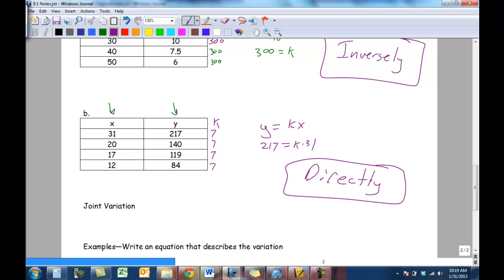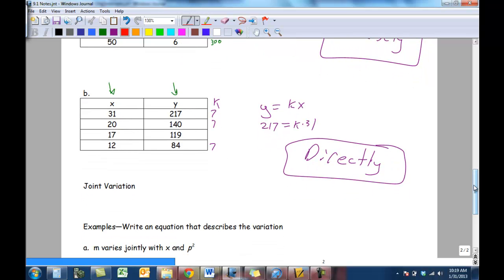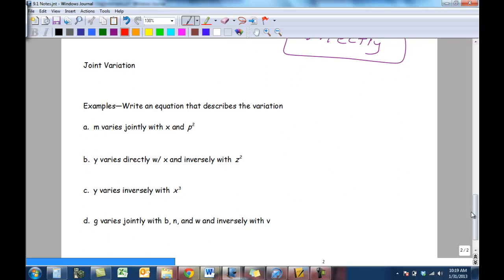Again, what would make it neither? If this was 7, this was 8, this was 9, and this was 7 again, right? As long as one of the k's turns out to be not k, then that would be neither. But in this case, they're all 7, so it's directly. Excuse me again. All right, now the last one is joint variation.